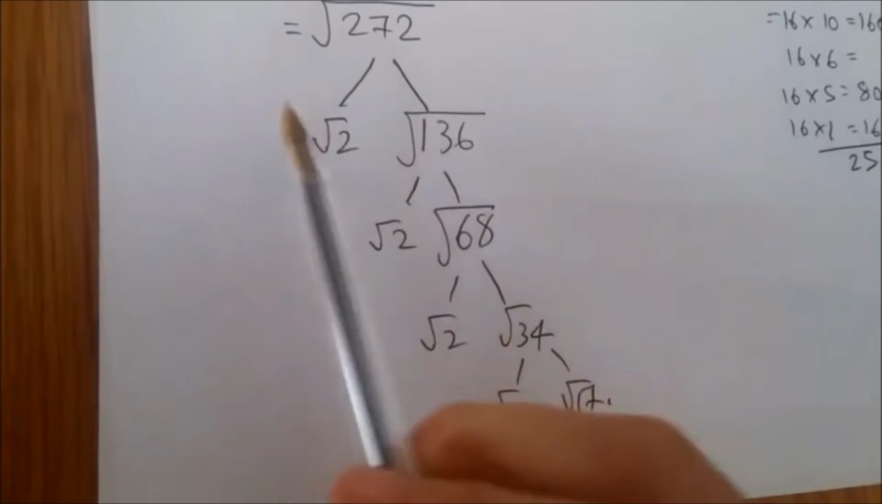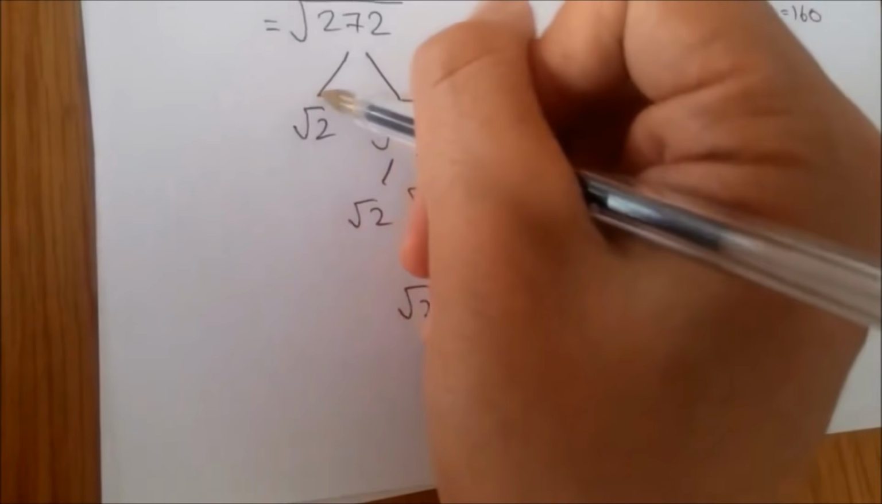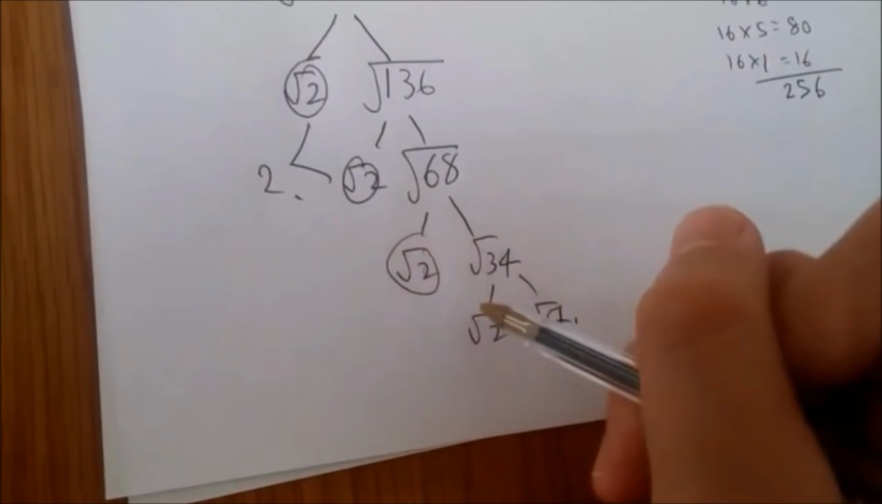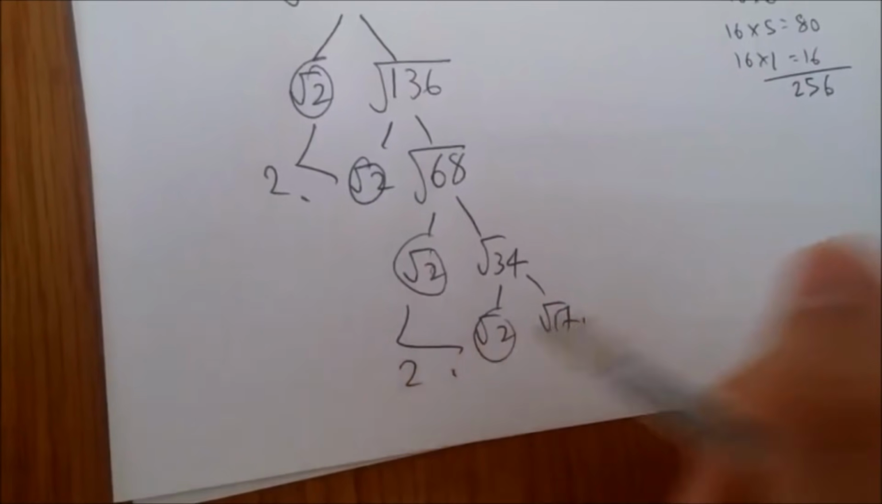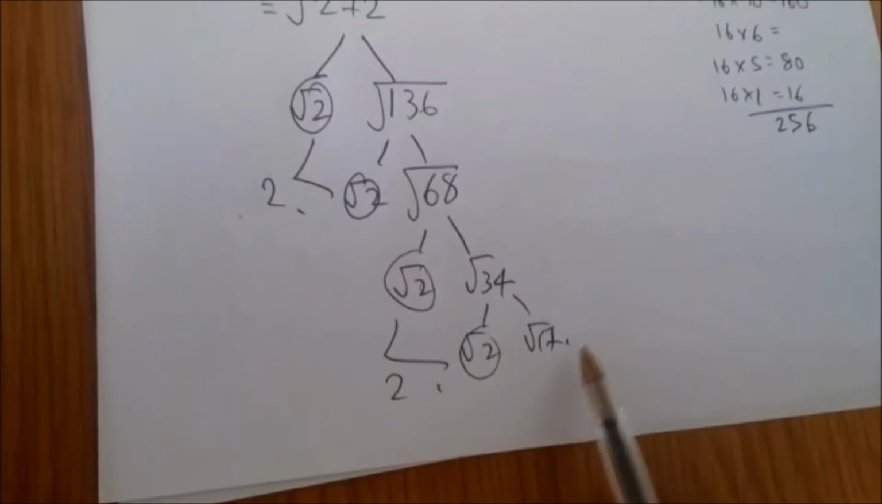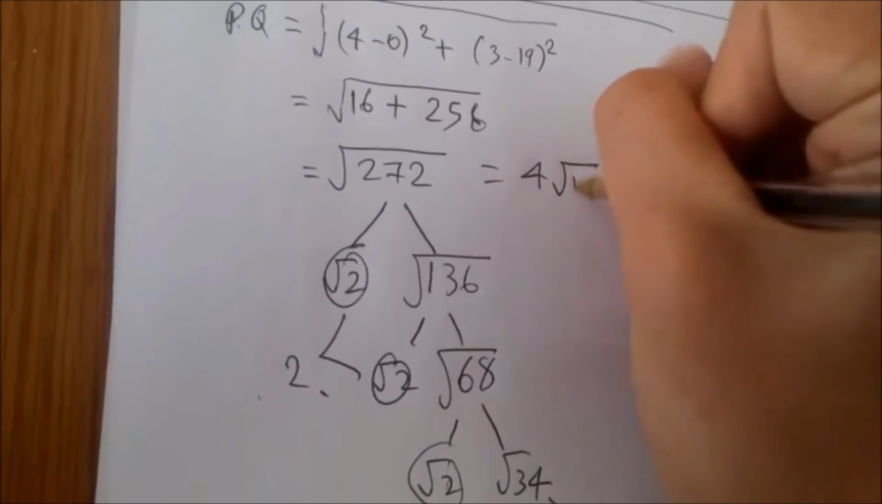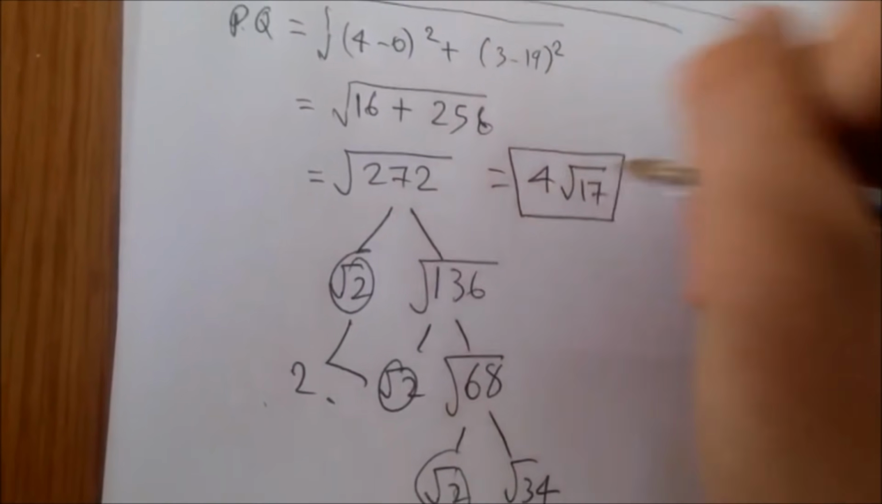And then notice how many 2s we got. We got 1, 2, so these two make the whole number 2. These two make another whole number 2. And we're left with 2 times 2, which is 4. 4 root 17, and thus we should get 4 root 17. Done.